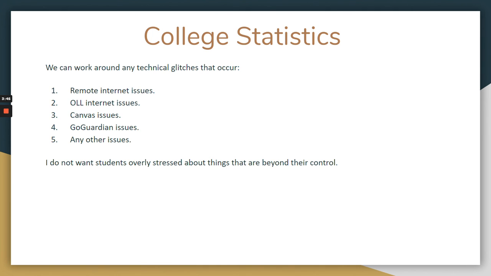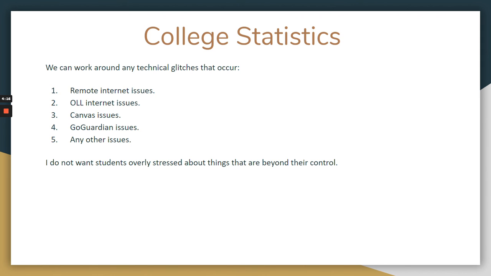So anything that happens that they don't have control over, they will not be penalized. We'll take care of it. If they miss a quiz because their internet's down, that's okay. We'll take care of that later. We'll reschedule the quiz for them in particular. I just don't want people to stress out about this environment with the internet rather than concentrate on learning the statistics that we want to cover this year.